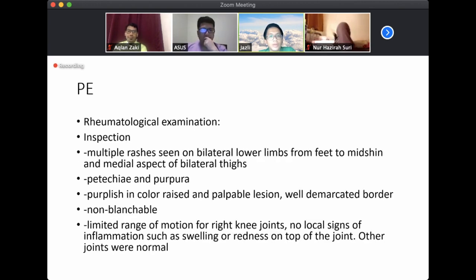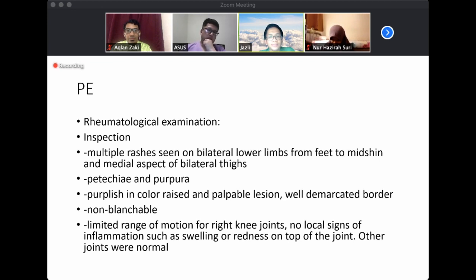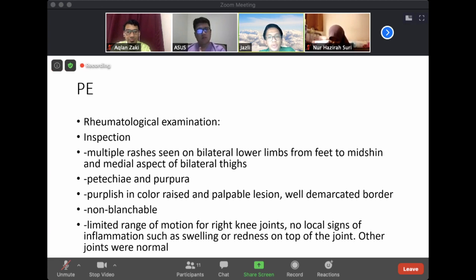For the rheumatological examination, as the patient presented with pain over the joints and rashes, on inspection there are multiple rashes seen on bilateral limbs from feet to mid-shin and the medial aspect of the bilateral thighs. There's petechiae and purpura, purplish in color, raised and palpable lesions, with well demarcated borders, and the lesions are non-blanchable. There's a limited range of motion for the right knee joint with no local signs of inflammation such as swelling or redness on top of the joint.